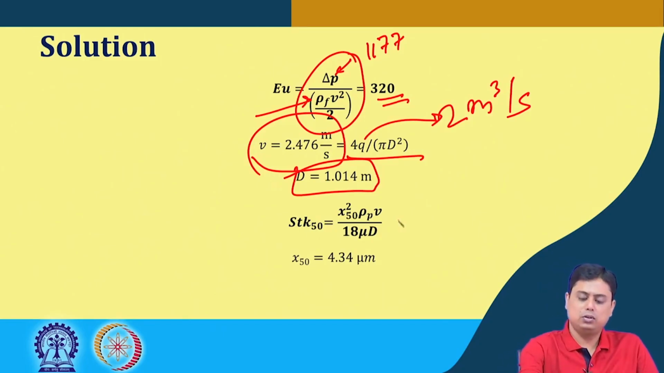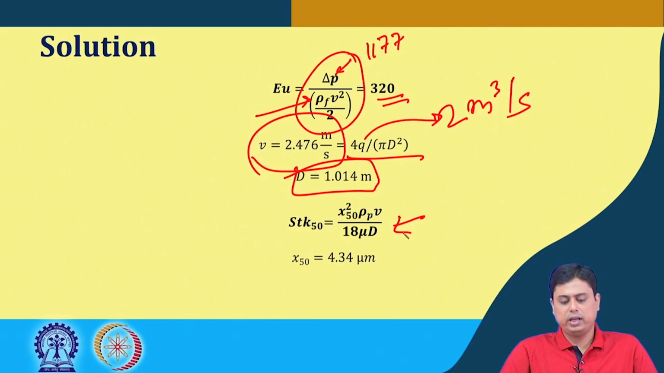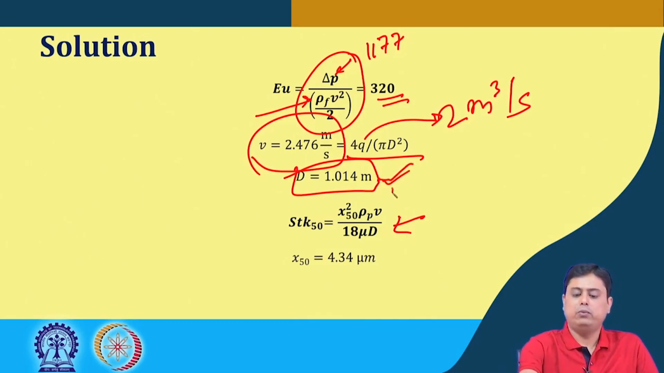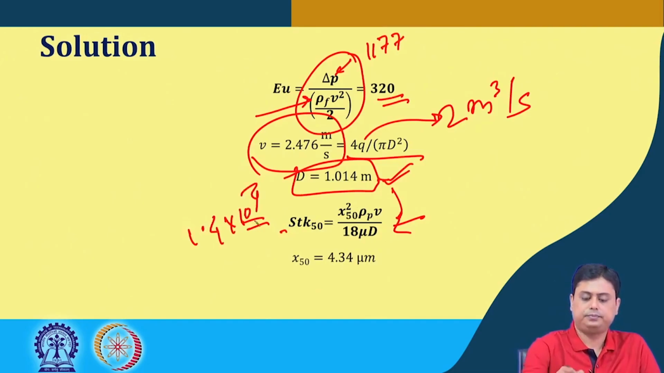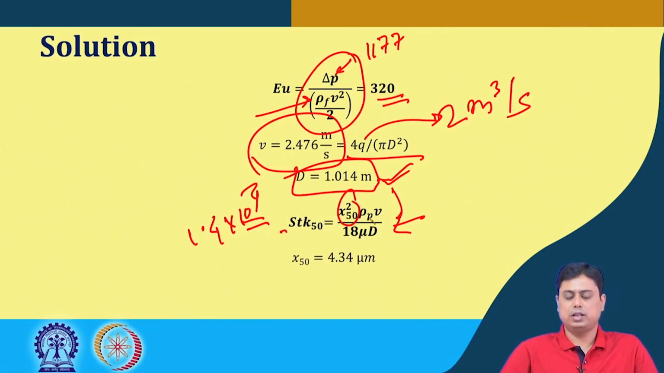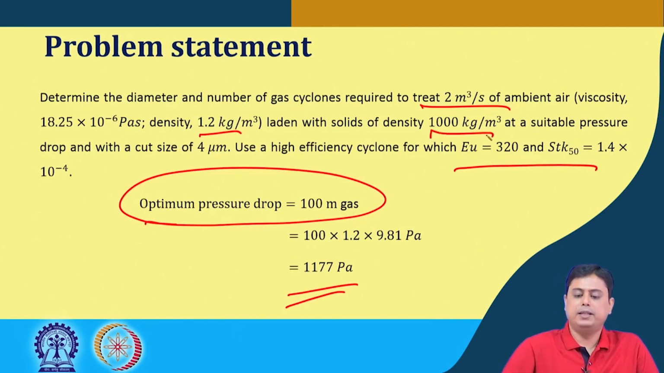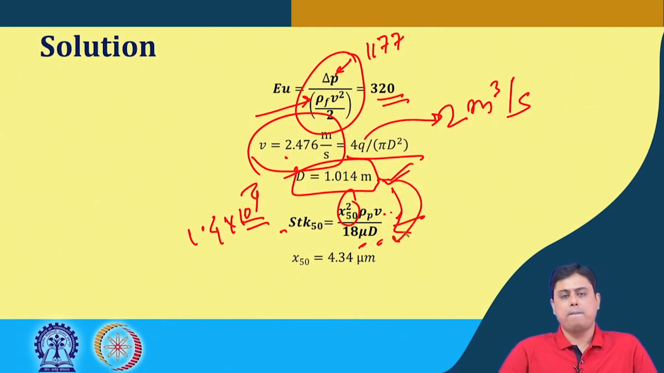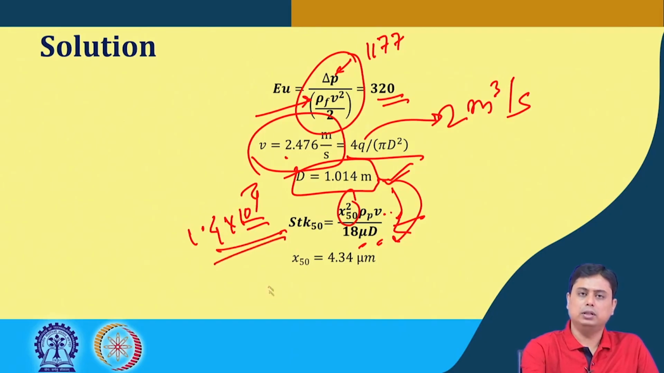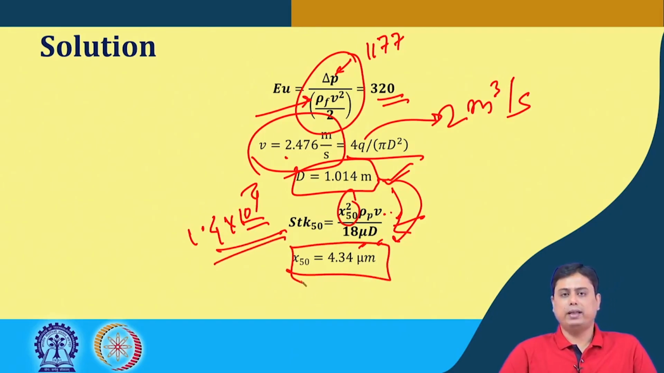Now, if we put that into the Stokes number definition, we can check what our cut size would be with this diameter. With this definition, where the Stokes number is mentioned for that system, which is 1.4 into 10 to the power minus 4, we can find what x50 is in this system, because rho p is mentioned, which is 1000 kg per meter cube, the density of the particle. V is the characteristic velocity we have just calculated. Mu is mentioned, d we have just calculated. So, we find that for this Stokes number, the cut size is 4.34 micron.